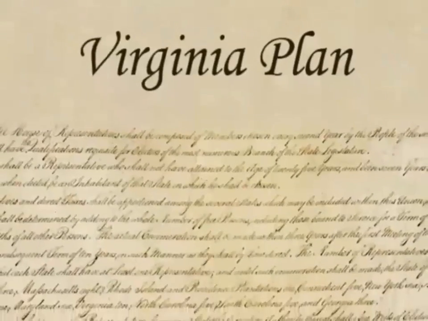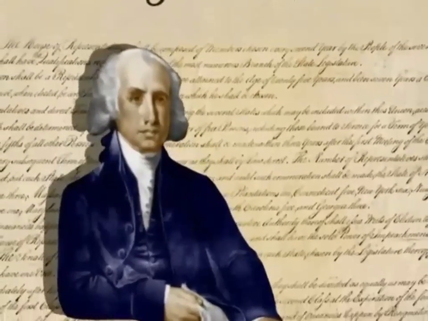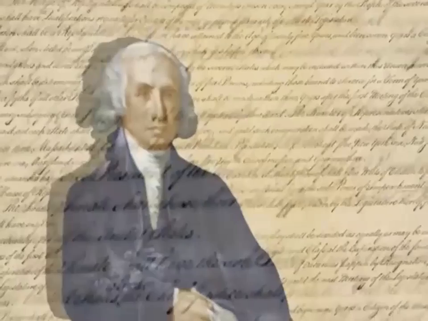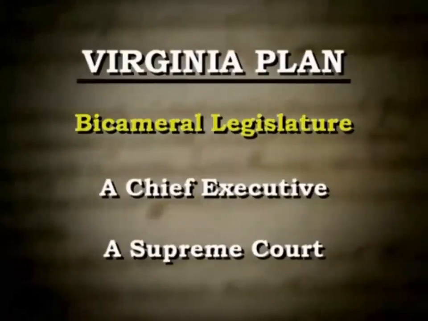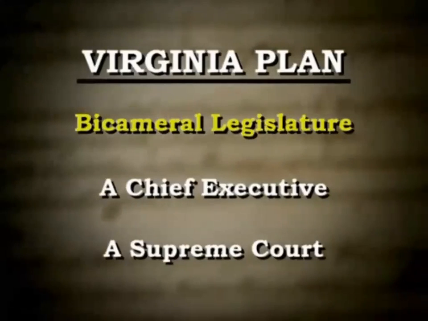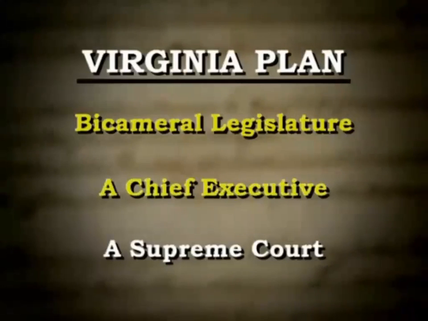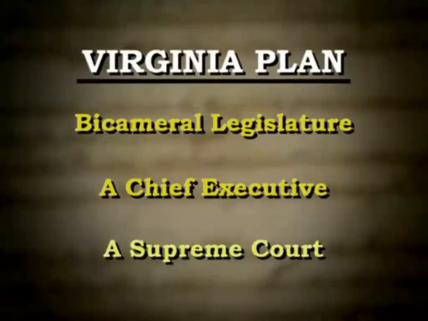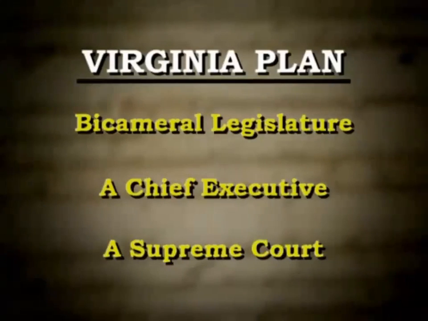The Virginia Plan, drafted chiefly by James Madison, became the unofficial agenda for the convention. It favored the interests of the larger states. It proposed a bicameral legislature with representation based on state population, an executive chosen by the legislature, and a judiciary with life terms of service. The smaller states strongly opposed this plan.